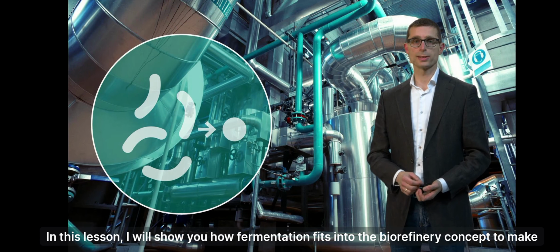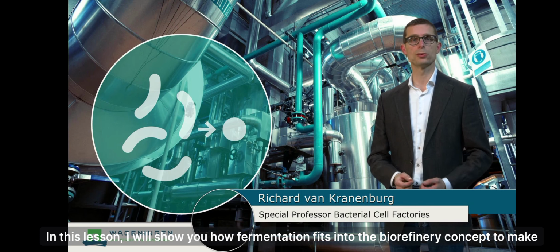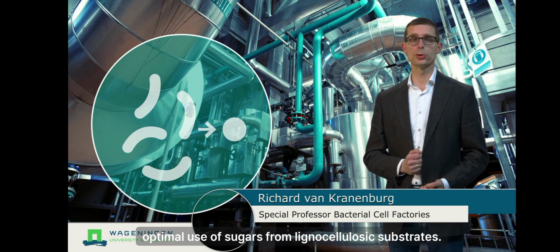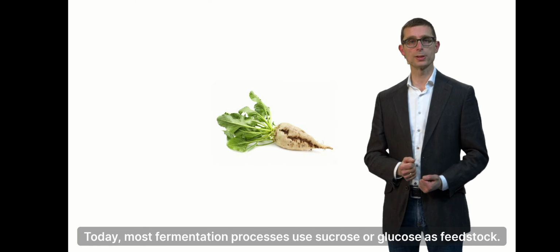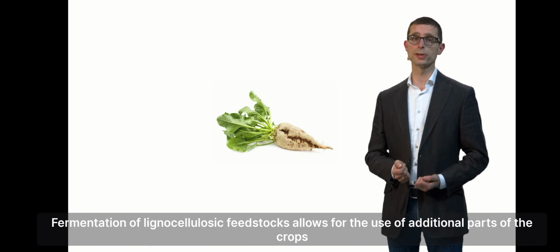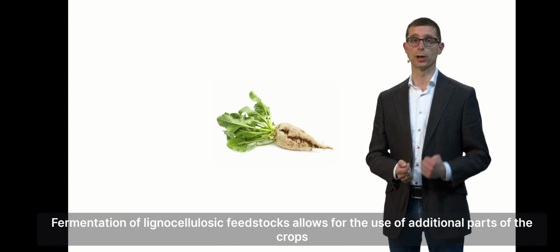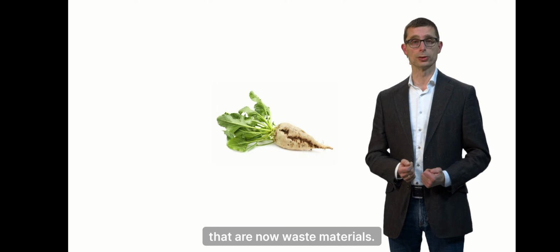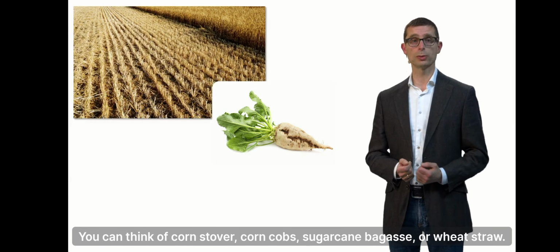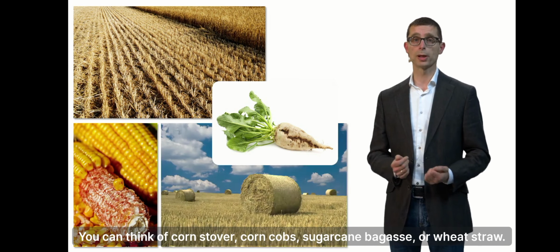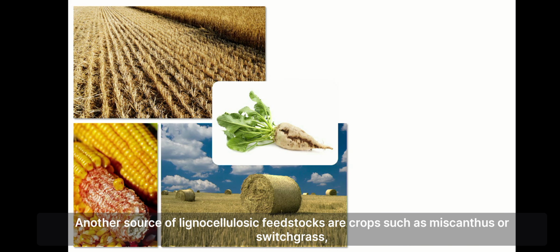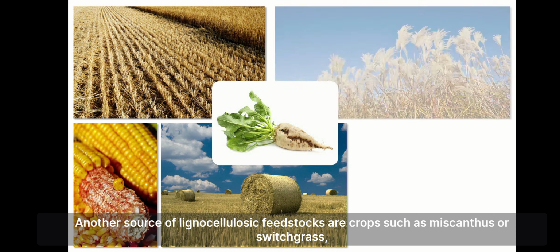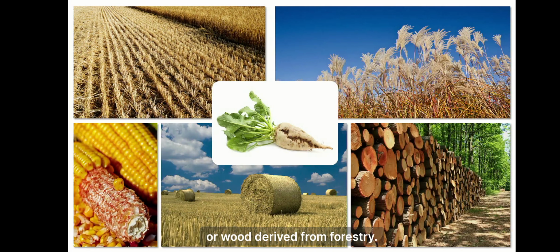Welcome! In this lesson I will show you how fermentation fits into the biorefinery concept to make optimal use of sugars from lignocellulosic substrates. Today, most fermentation processes use sucrose or glucose as feedstock. Fermentation of lignocellulosic feedstocks allows for the use of additional parts of the crops that are now waste materials. You can think of corn stover, corn cobs, sugarcane bagasse, or wheat straw. Another source of lignocellulosic feedstocks are crops such as miscanthus or switchgrass, or wood derived from forestry.